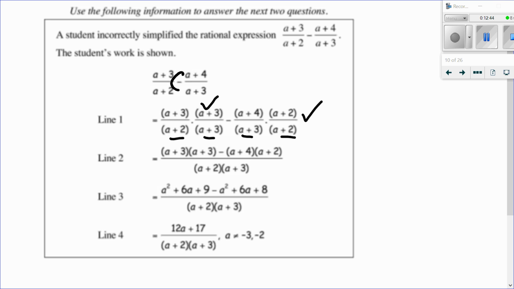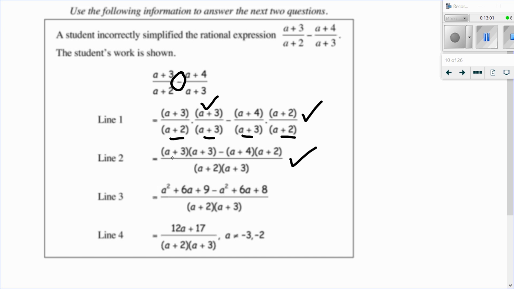Okay, so I'm already going to make a prediction. Because it's a subtraction, remember I said you always have to be on high alert. Be super careful with subtraction. I'm going to make a prediction that that's where the mistake is going to be. But let's see. So a plus 3 times a plus 3 minus a plus 4 times a plus 4, all over the common denominator. That's good.